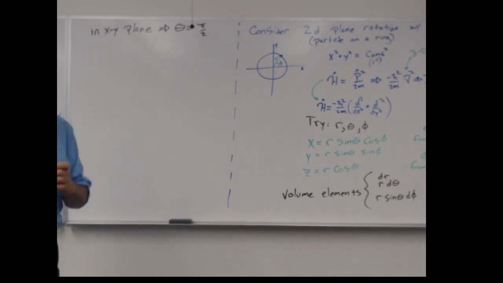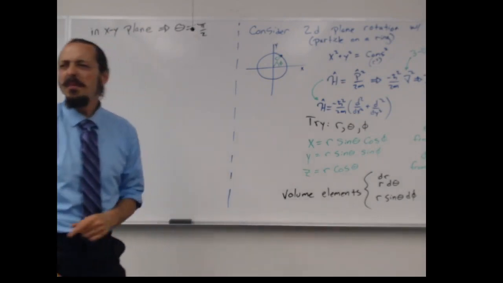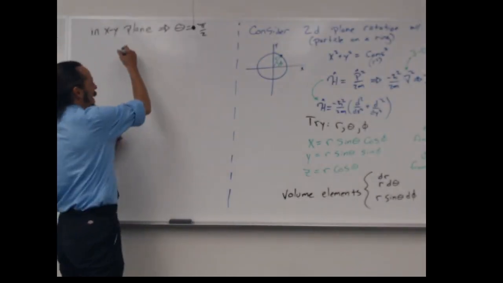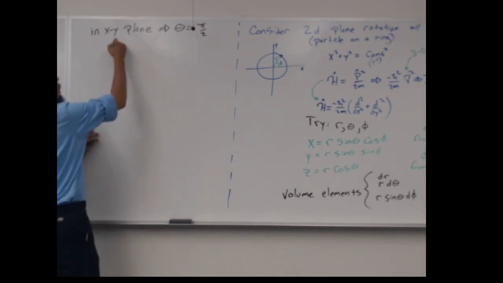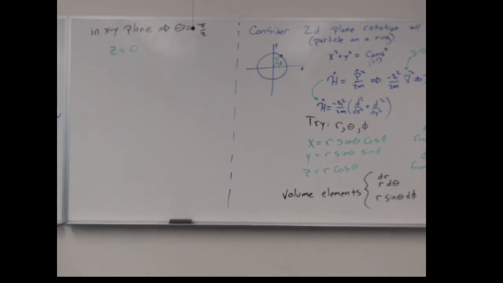And that gives us some simplification in these things. What's cosine pi over 2? 0. Okay, I was like, wait, did I get this wrong? Okay, so z is going to be equal to 0. That makes sense, right? That means we're in the xy plane. Z has no values. That's what we were expecting.